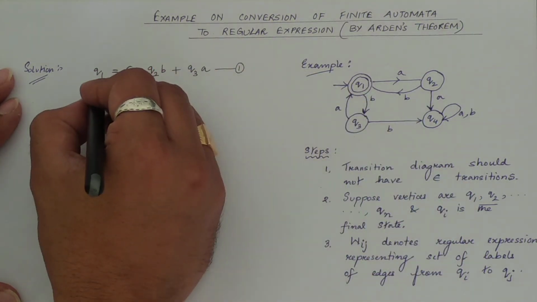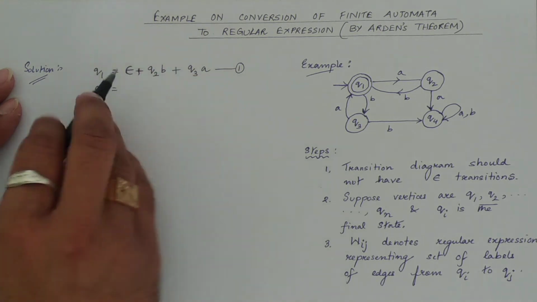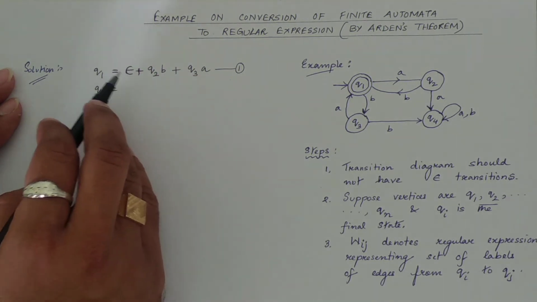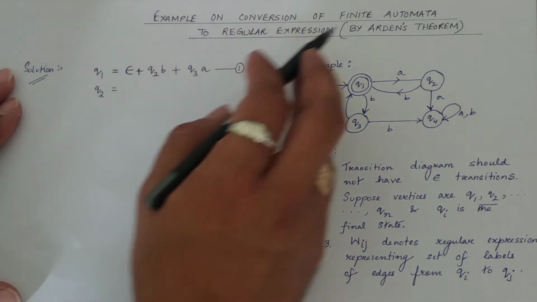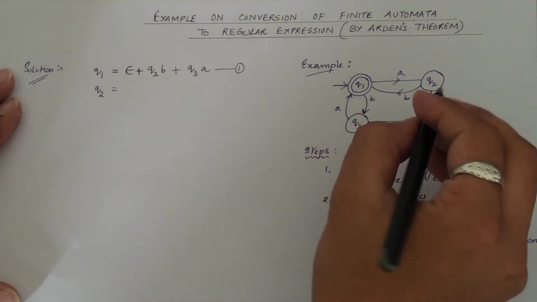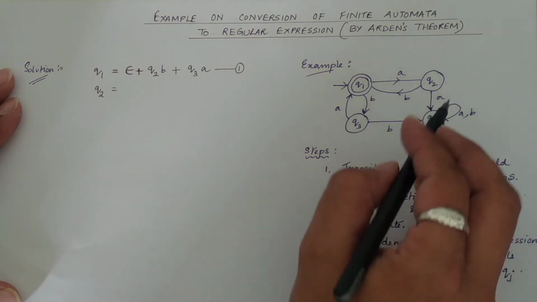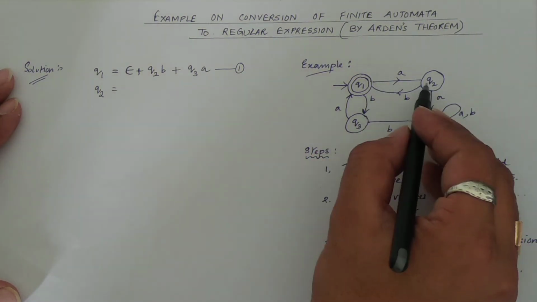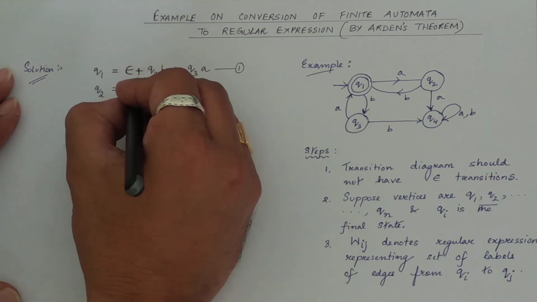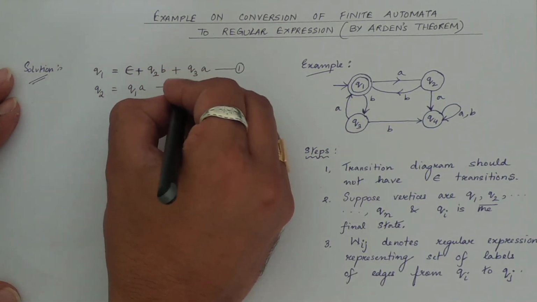Now I will move to Q2. Only in the case of the initial state will you have epsilon. Apart from that, no more. And that is the reason why we are using Arden's theorem, I will let you know. Now, will Q2 have any incoming edge? Yes, we have one incoming edge, correct? So this will be Q1A. So this will be equation number 2.